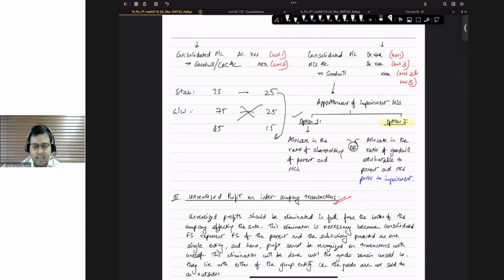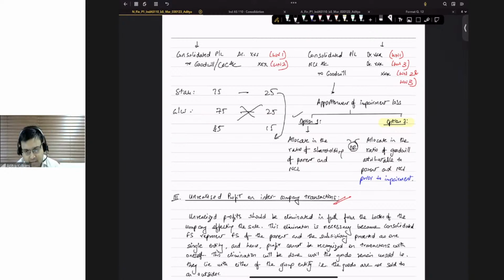So that is why the safest method is second option, that is allocate it in the ratio of goodwill prior to impairment. उसमें आपका कभी भी you will not get an illogical answer. You will get a logical answer because जितना goodwill है उतना ही loss हम bear करेंगे. That is the argument for the second one.